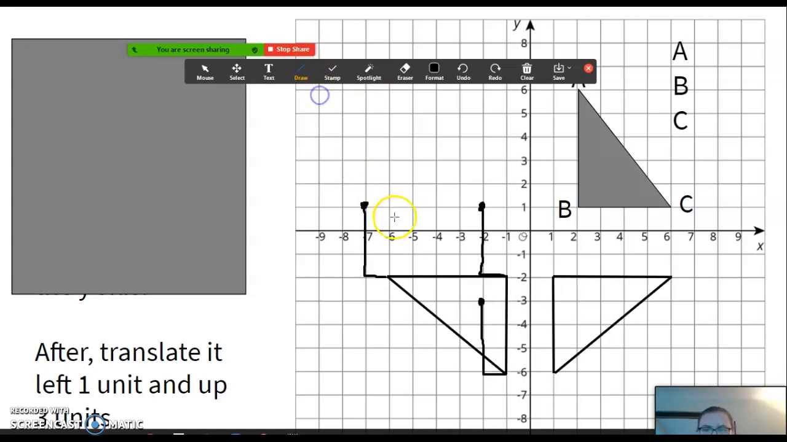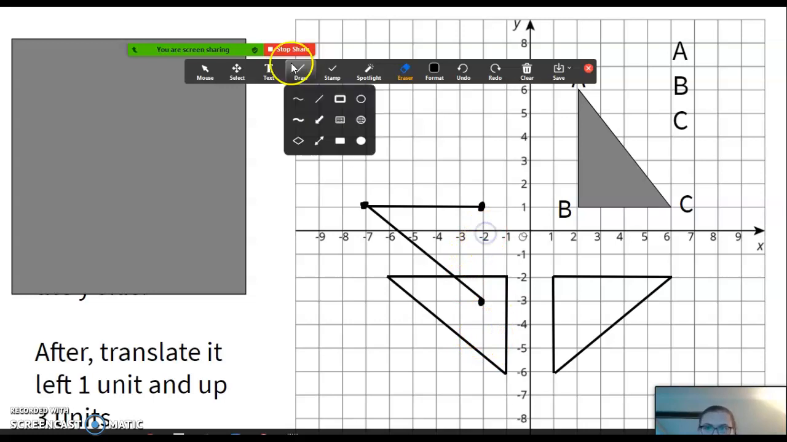I'm going to connect them together. I'm going to get rid of these lines that are a little confusing. And that is our translated figure.